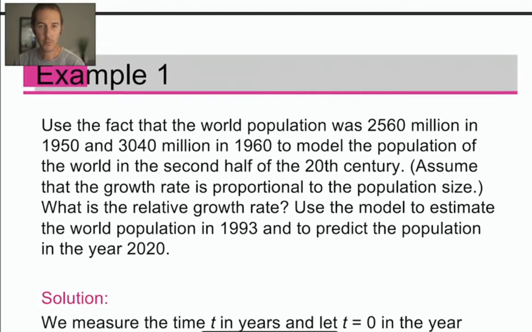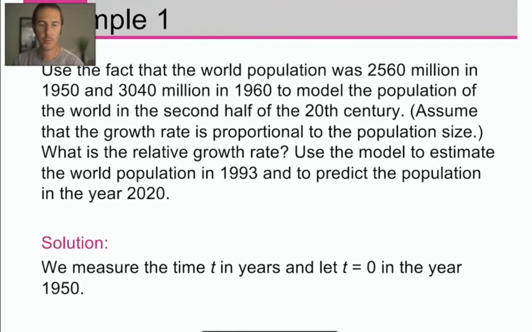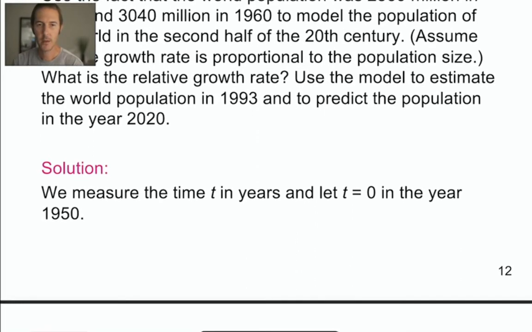And we're going to assume, because of the section of the chapter that we're in, that the growth rate is proportional to the population size. In other words, that P prime is equal to K times P. And we're being asked, what is the relative growth rate? And we know now that relative growth rate is our K value, and that is equal to 1 over P times, in this case, dP dt. Use the model to estimate the world population in 1993. And predict it, extrapolating it all the way out to 2020.